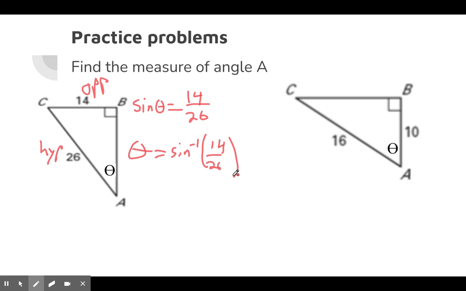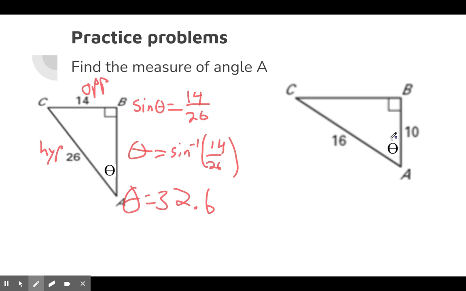So I plug that into the calculator. Inverse sine of 14 divided by 26. And I see that theta equals 32.6 after rounding. And again, I know you can't see me on the calculator, but I am using it. You need to use the calculator.